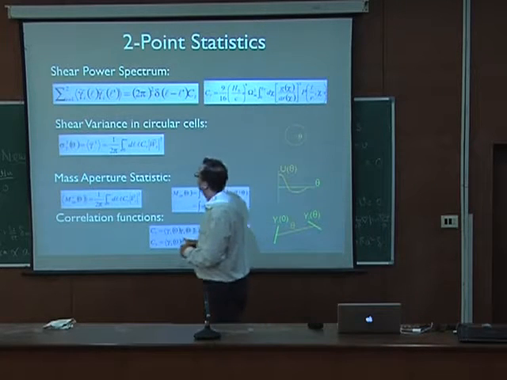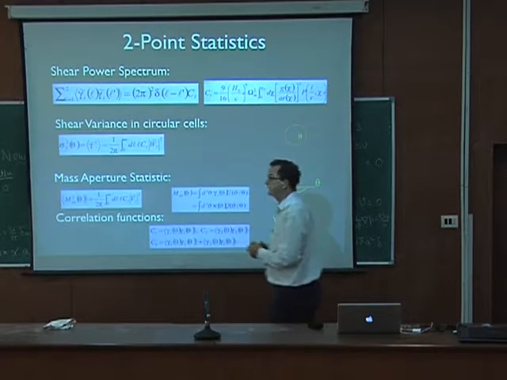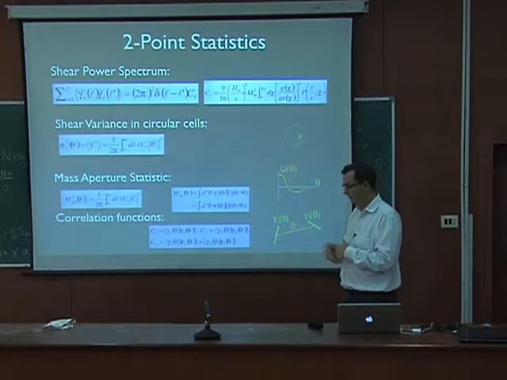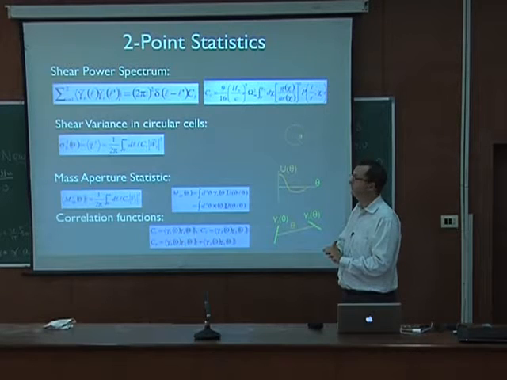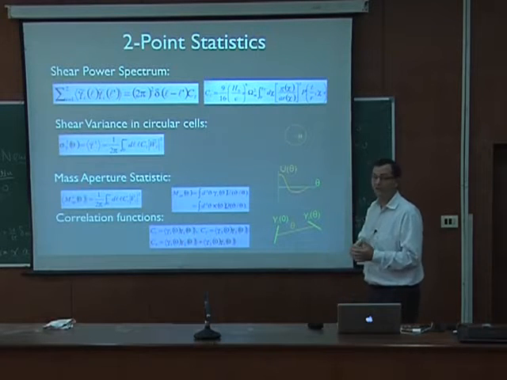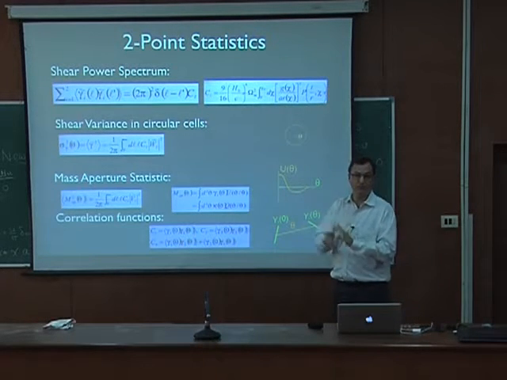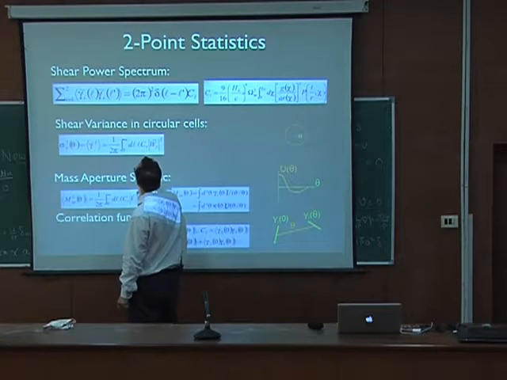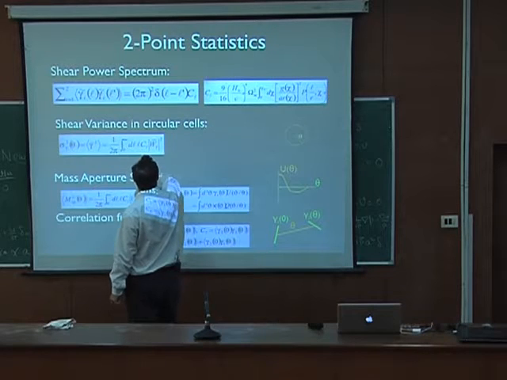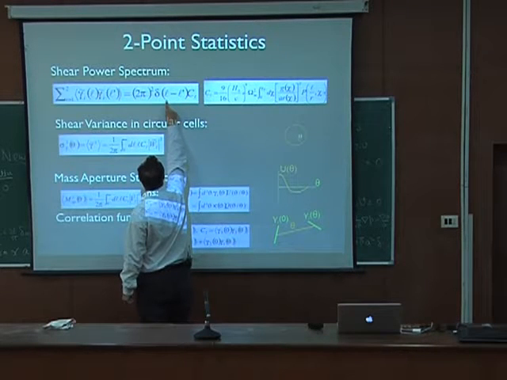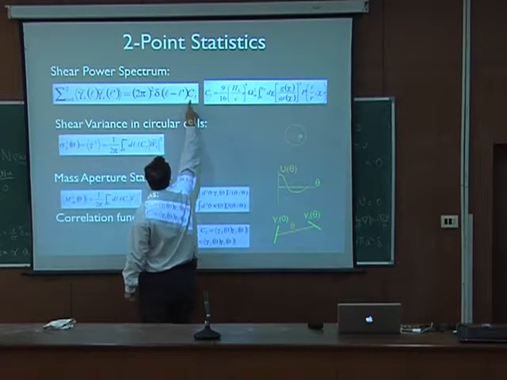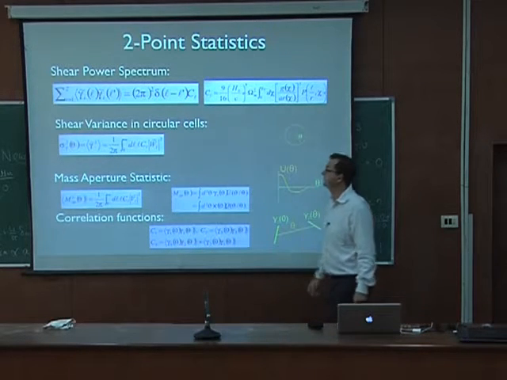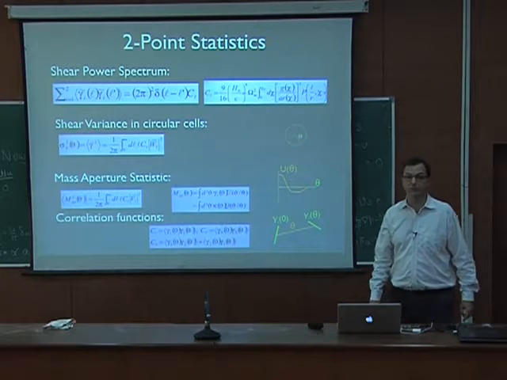And you can show that the field is statistically homogeneous and isotropic, so it's invariant under translations and rotations, at least statistically. So there's no special place, no special direction. Then you can show that the average of the product of this Fourier transform of the shear field can be written as a delta function, which involves L minus L prime, times a function which depends on L, which is called the power spectrum. In this case, it's the power spectrum of the shear.